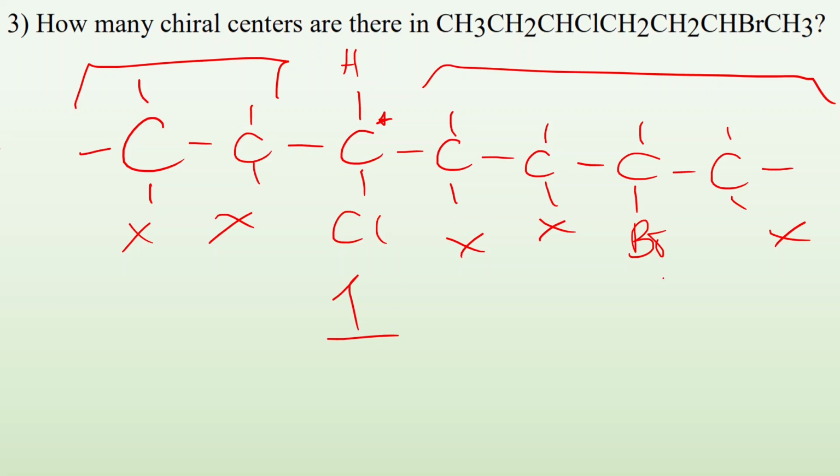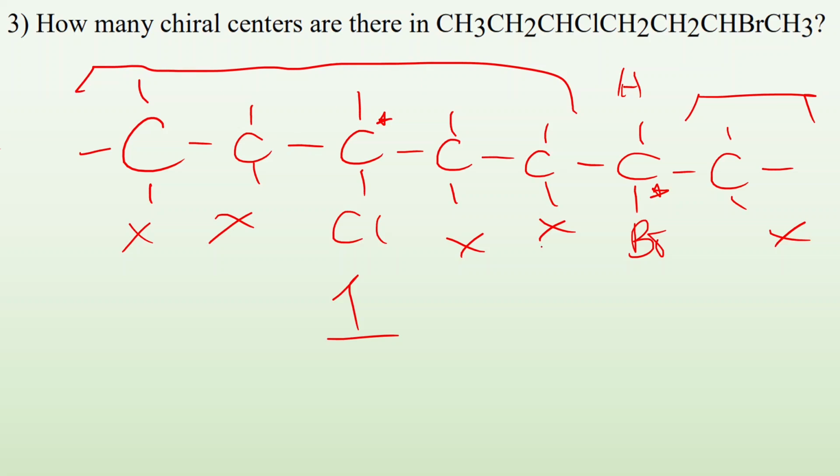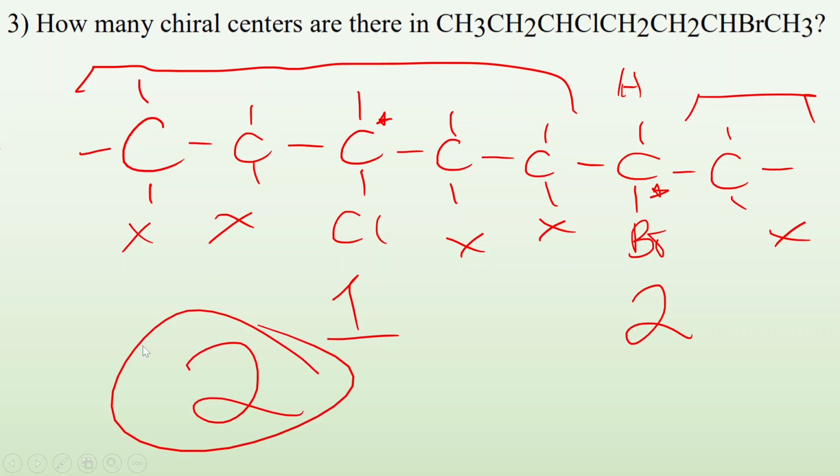Let's take a look at this carbon that's got the bromine on it. Looks like the same kind of things going on. It's got a hydrogen, it's got a 1 carbon group, it's got a bromine, and it's got a 5 carbon group. So this is a second one. So there are 2 chiral centers in that molecule.